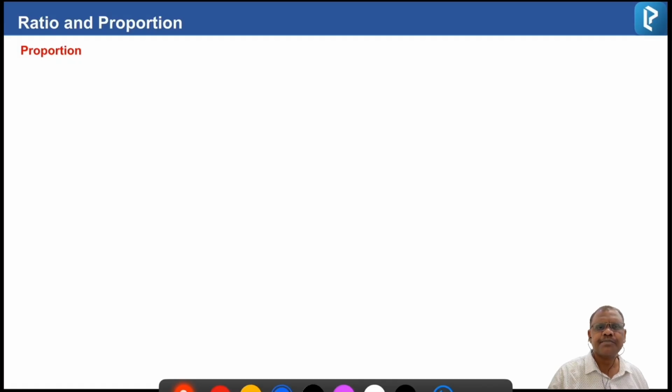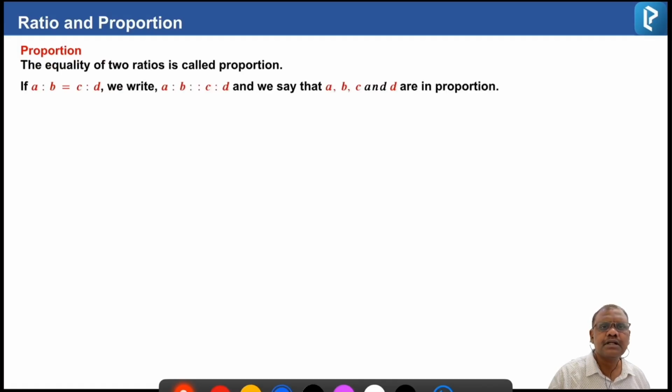So next is proportion. When two ratios are equal, we say that they are in proportion. The equality of two ratios is called proportion. If the two ratios A is to B is equal to C is to D, we write it as A is to B, two colons, that is the symbol of proportion, C is to D. And we say that A, B, C and D are in proportion.